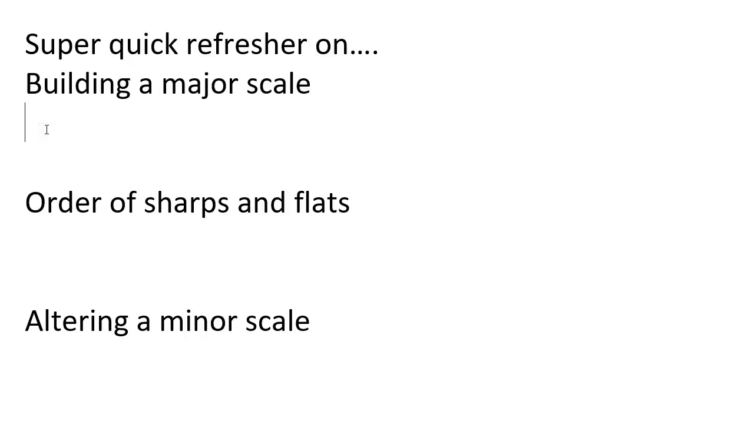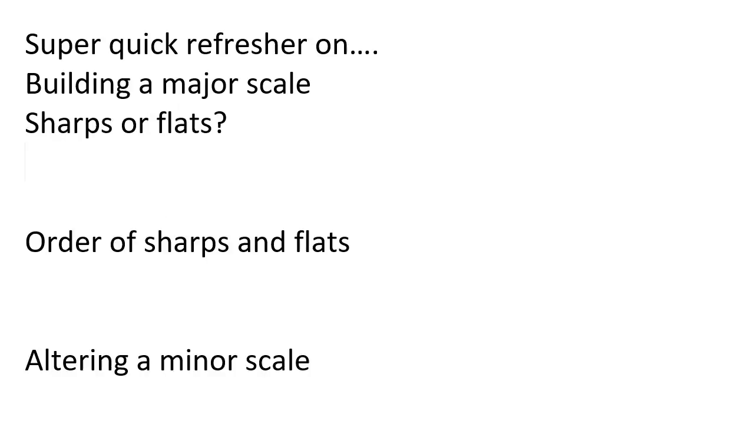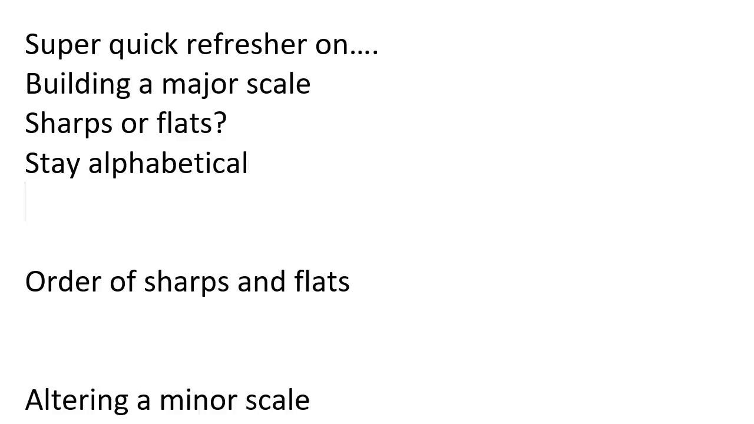Quick refresher on building a major scale: you need to know the sharps or flats, and then you need to stay alphabetical. So if it's the key of F, F has one flat, so you're going to go F, G, A, B, C, D, E, F, and then one flat is B, so it's a B flat. If you don't remember the order of sharps and flats, that's your B juicy fruit.